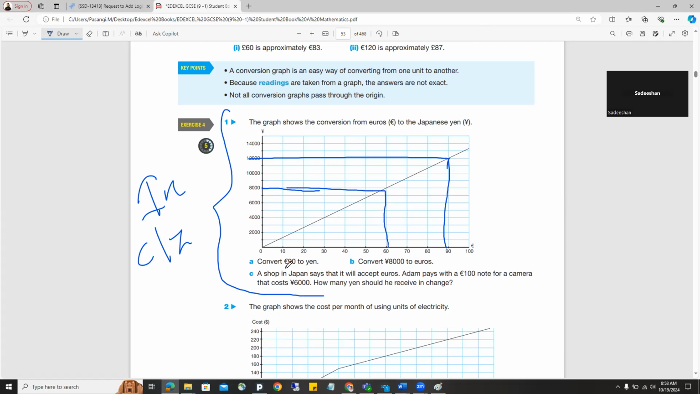Now for part C: a shop in Japan says that it will accept euros. Adam pays with a 100 euro note for a camera that costs 6,000 yen. How many yen should he receive in change? Do the calculations first.